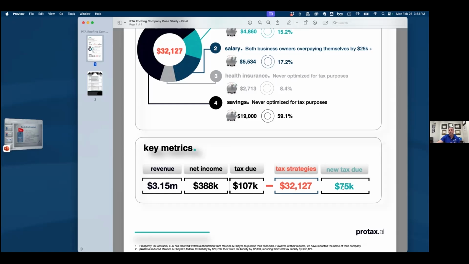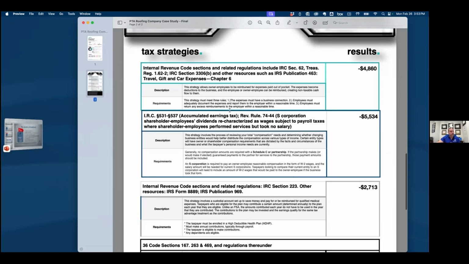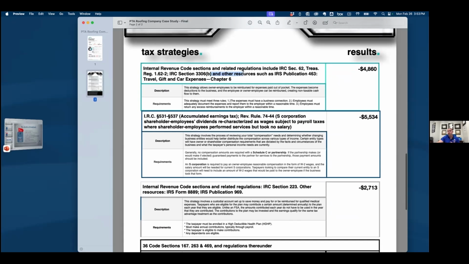But what did we recommend, right? So we come down here. And again, I told you, our strategies are identified by the IRC codes themselves. So we provided 4 strategies here. This one here is a reimbursement plan, again, that the company did not know or wasn't aware of. Once we implemented that and put it in place, it saved them almost $5,000 in tax savings.